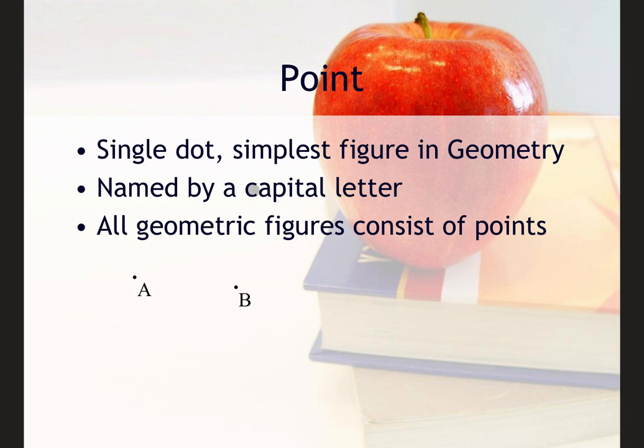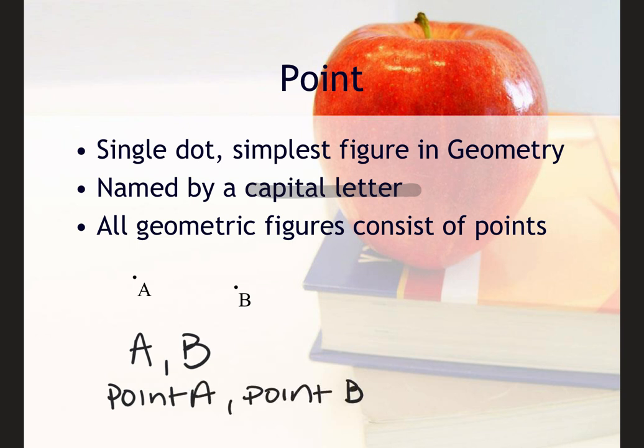We name it with a capital letter. So when you see just the letter A or just the letter B, those represent points. You can also see it written with the actual word point in front of it. So it would say point A or point B. When it's drawn in space, it will have that little dot. So that's what it means by the single dot. And then the letter would be next to it.